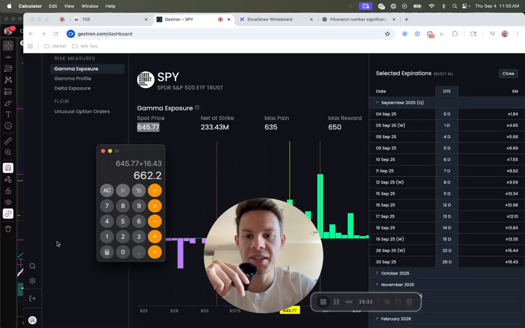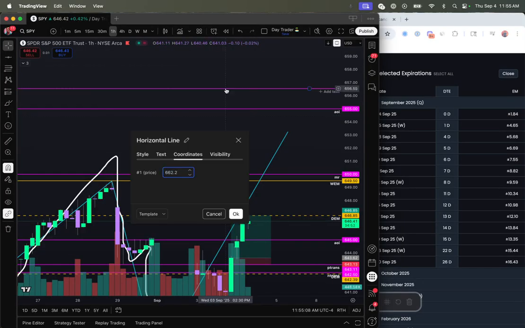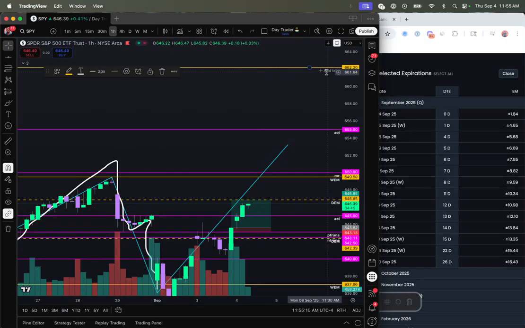So all I do is just create another line here, and I'm going to see if it hits, right? We're early in the month. We're only 4 days into it. And now I'm just going to change the color here. I like to create an acronym here, MEM. So monthly expected price target.